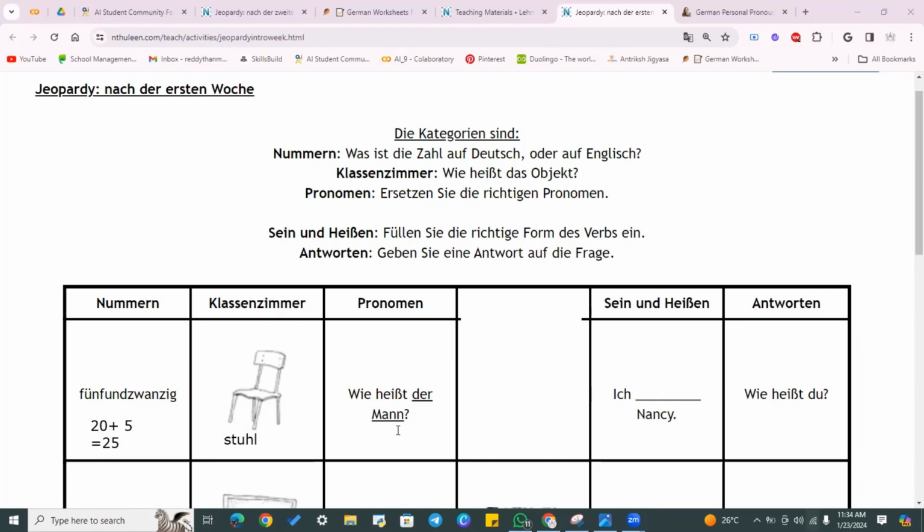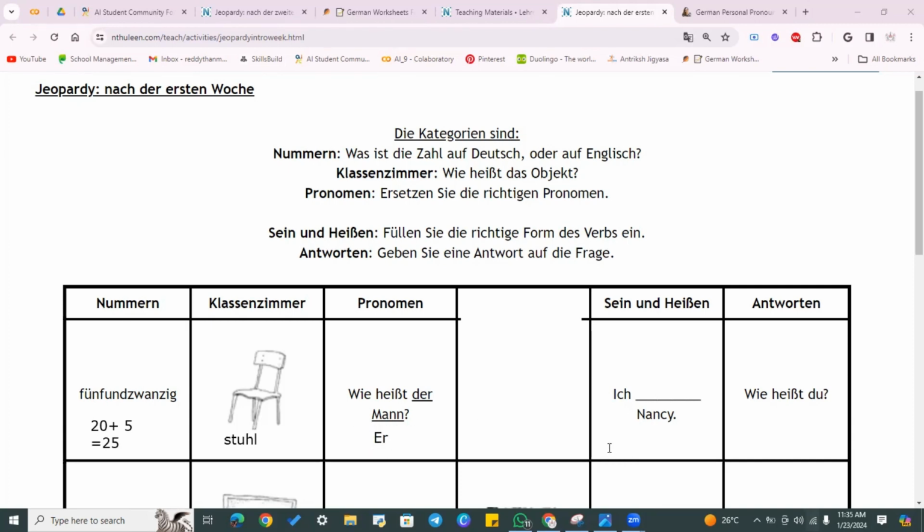Next, wie heißt der Mann? They have underlined der Mann. Okay, what is der Mann? It's a man. The question says, wie heißt der Mann? What is the name of that man? So man is he, right? What is he in German? Er.